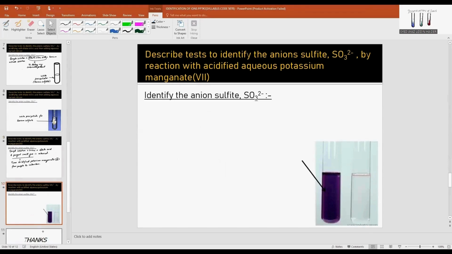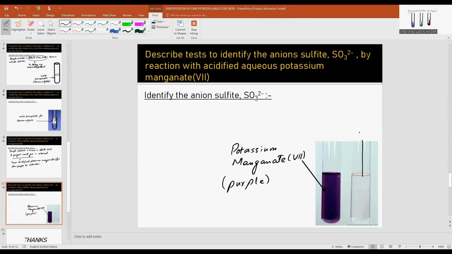This is a solution of potassium manganate. You can write 7 here. It is purple in color. And you see, it turns colorless. This is colorless, indicating the presence of the sulfite ion.